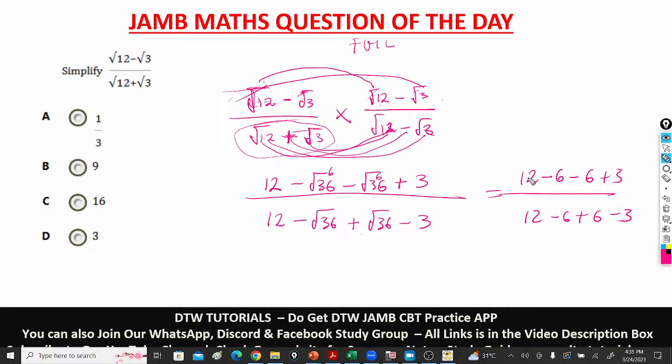Now let us resolve this. 12 minus 6. What would that give us? It would give us a positive 6, right? A positive 6 minus 6. That would cancel out as what? 0. We're left here with 3. So let's write down 3.